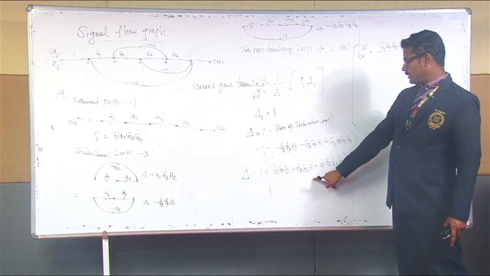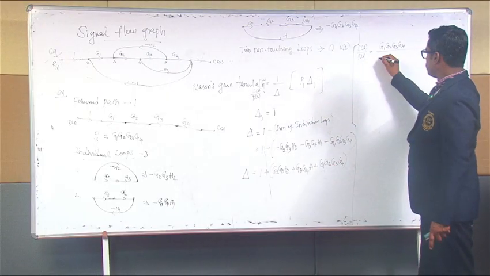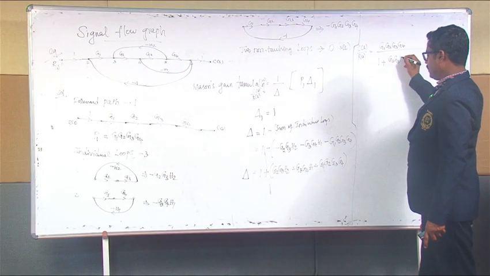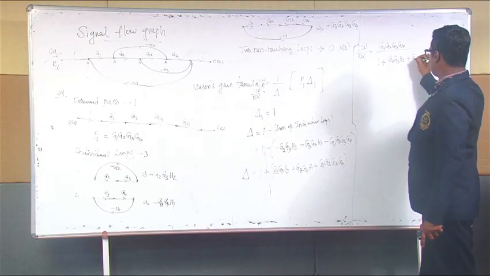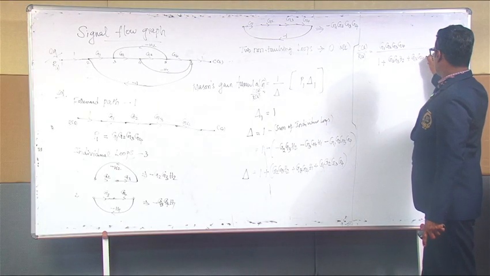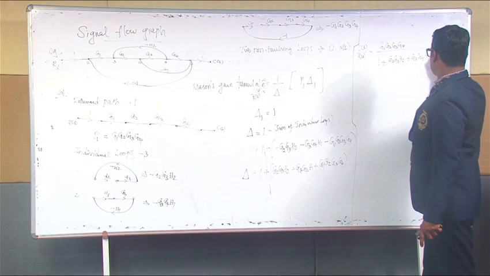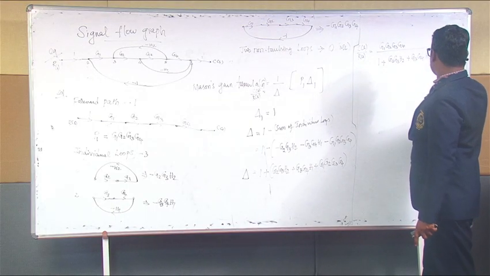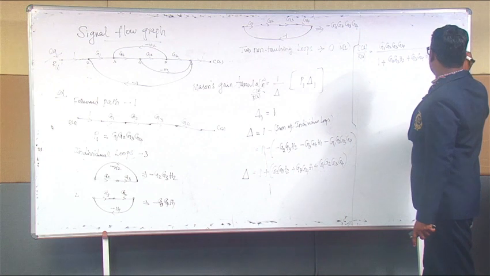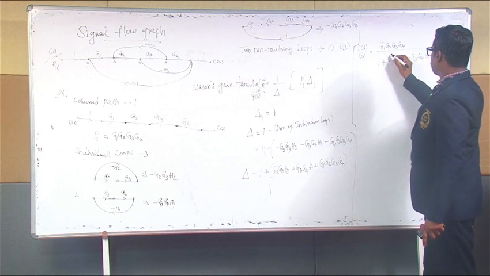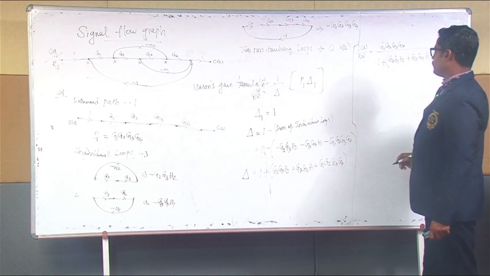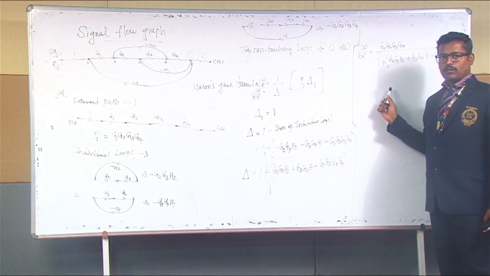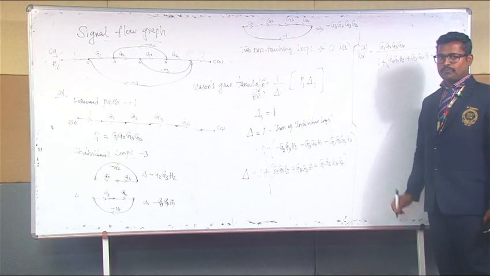What is the del value? The del value is this one: 1 plus G2, G3, H2 plus G3, G4, H1 plus G1, G2, G3 and G4. So this is the final transfer function of the signal flow graph which is given in the diagram.